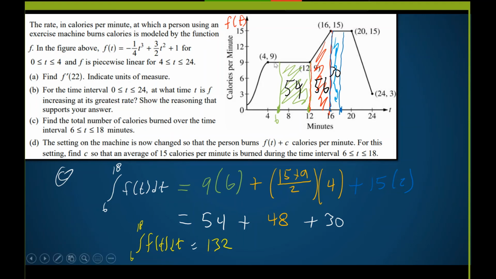Any questions on our areas here? Okay. So again, my units for this would be calories, since when we integrate, we multiply our units together. Calories per minute times minutes is calories.